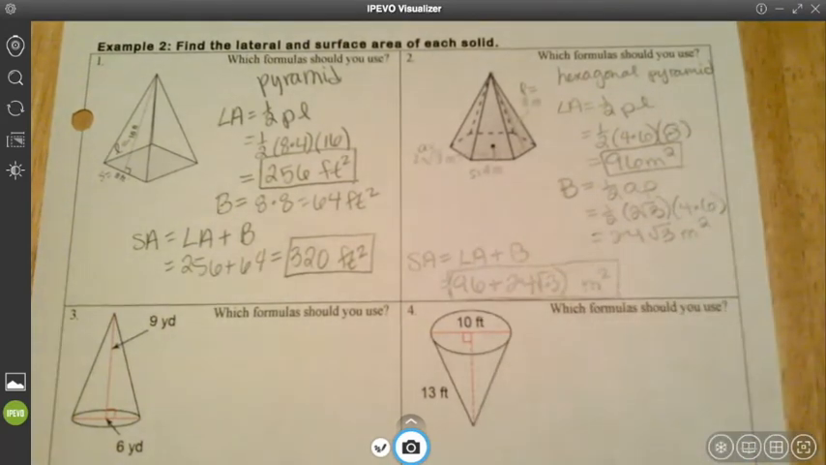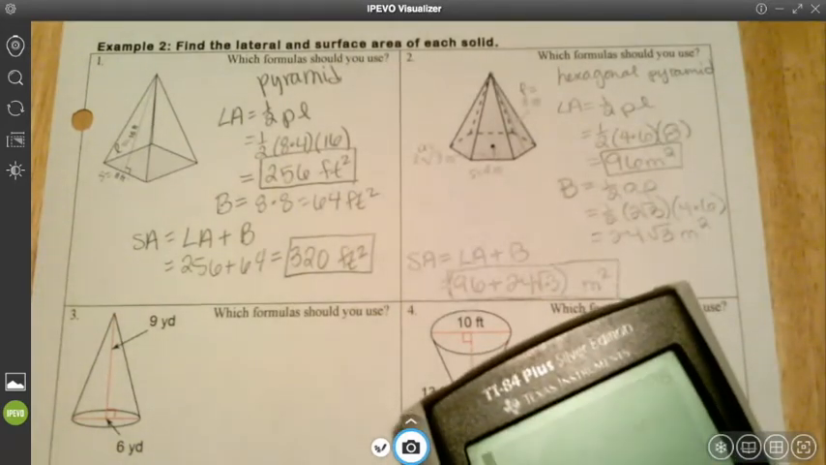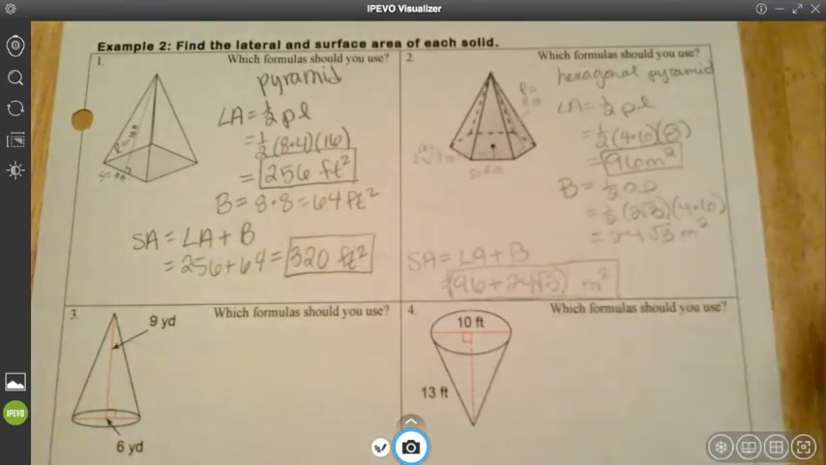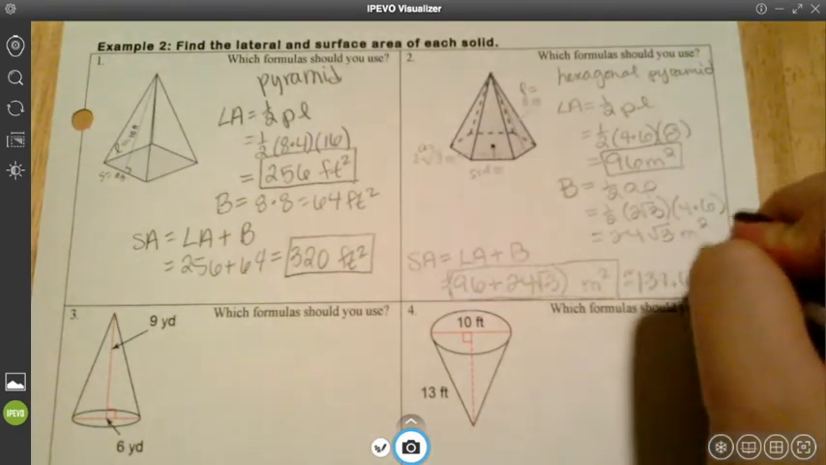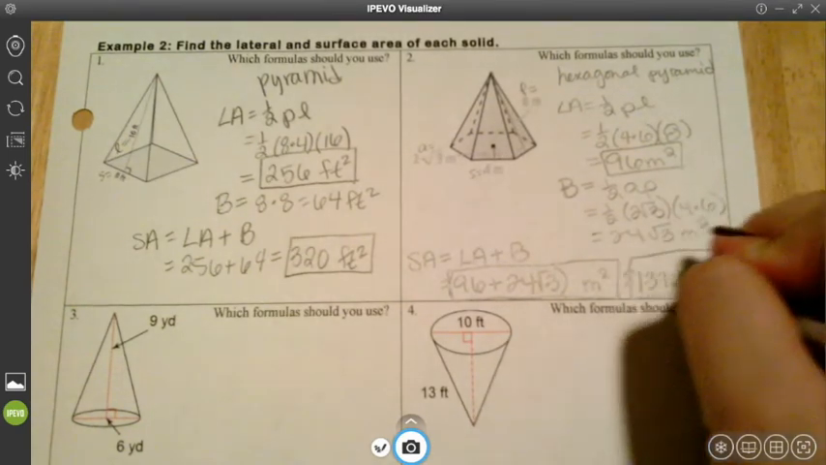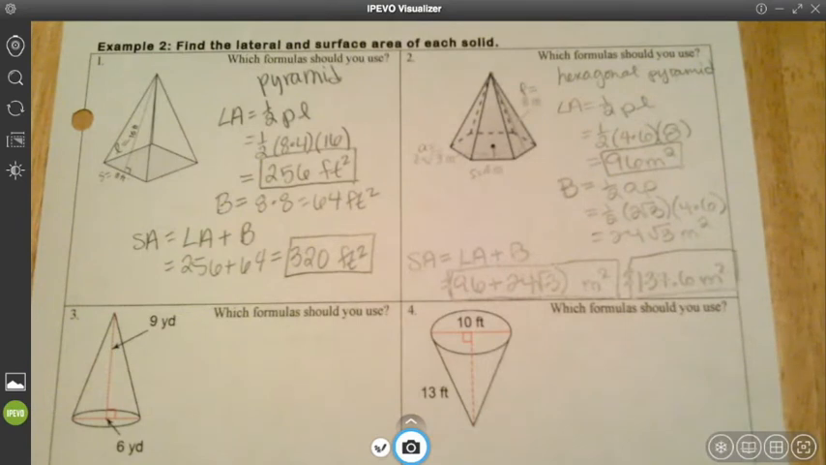If you wanted to round that, so if it says round to 1 decimal place or approximate to 1 decimal place, then we would put that whole thing in here, 96 plus 24 times the square root of 3, and we get 137.6 square meters. So again, you have to read the instructions at the beginning of every problem, read carefully.